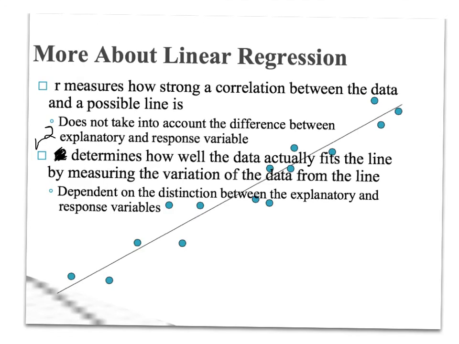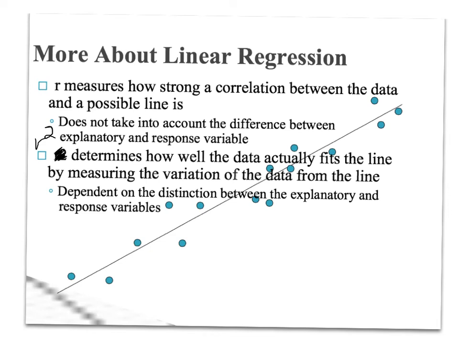As we look at linear regressions, there are two values that become important to us. The first one, as we talked about before, is R, the correlation coefficient. However, it does not take into account the difference between the explanatory and response variable. Okay, and basically R measures how close the data points are to one another. That's what R measures.